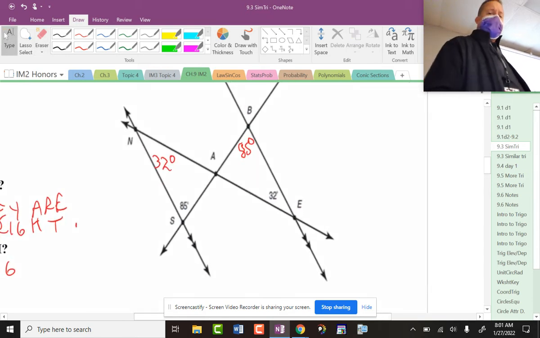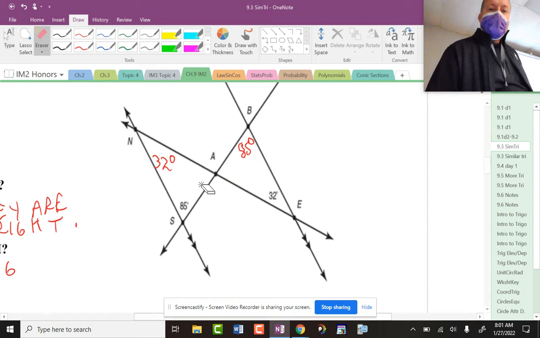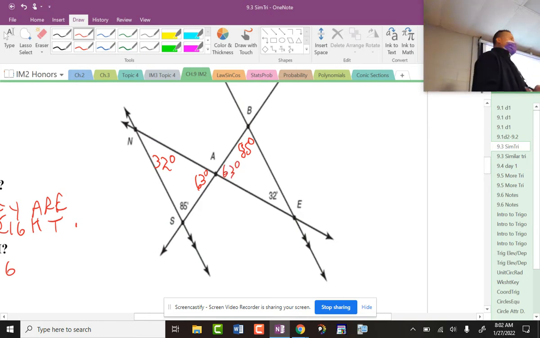Now you got a whole bunch of stuff here. These angles are going to be congruent to each other because they're vertical, and now I can do 180 minus. What does that angle measure when you do 180 minus 85 minus 32? What do we get? 3, 2, 1, go. 63? Is that right?